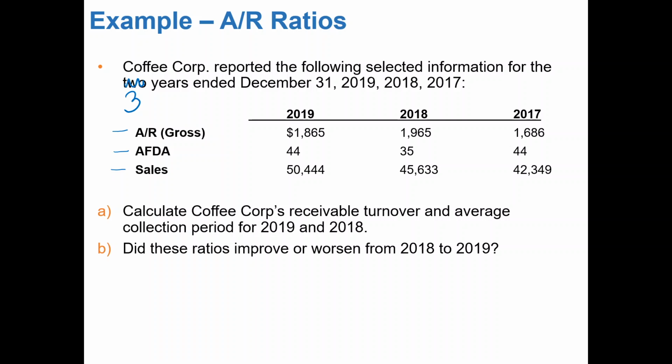Okay, so the reason we're given 2017, but we're only calculating these ratios for 2019 and 18 is because we use average accounts receivable. So we need to know this third year so that we can calculate the average for 2018.